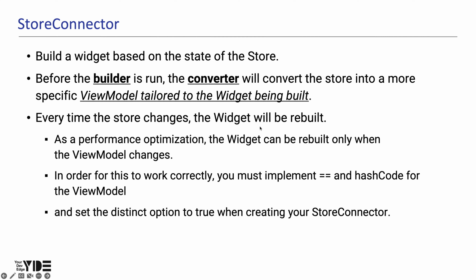However, this can adversely affect the performance as your app grows. As a performance optimization, the widget can be rebuilt only when the view model changes. In order for this to work correctly, you must implement the equality operator and hash code for the view model, and set the distinct option to true when creating your store connector.